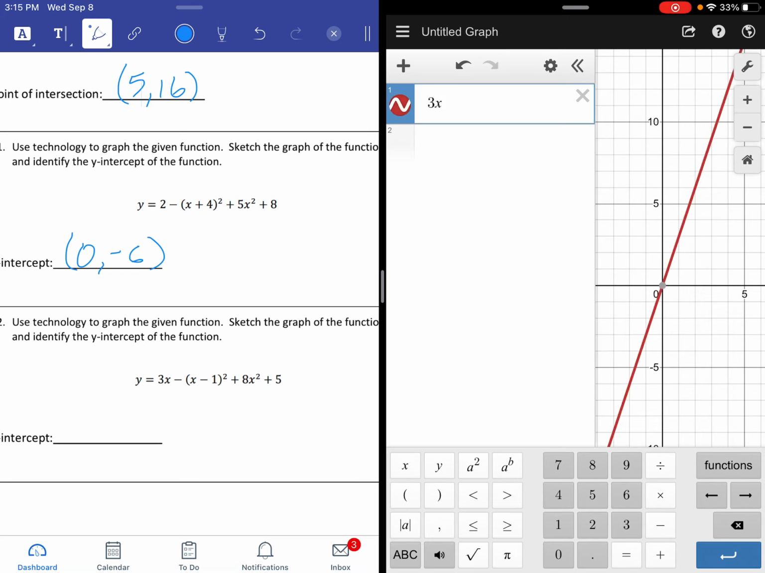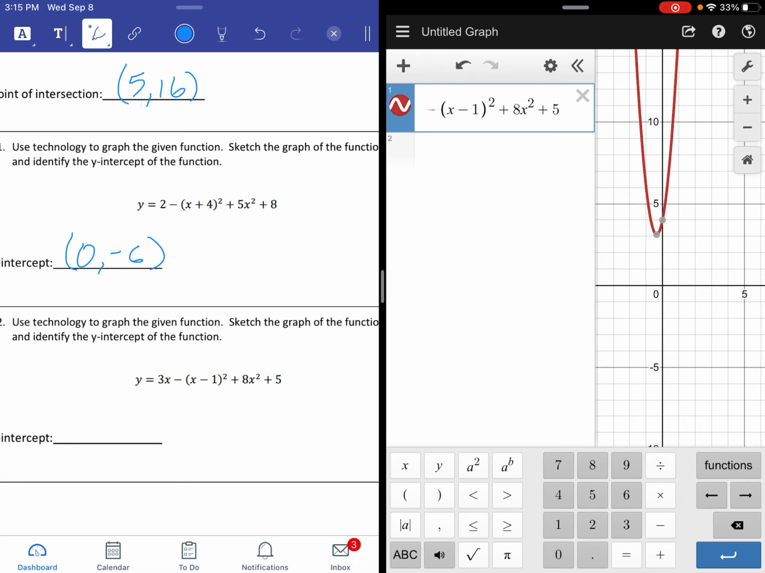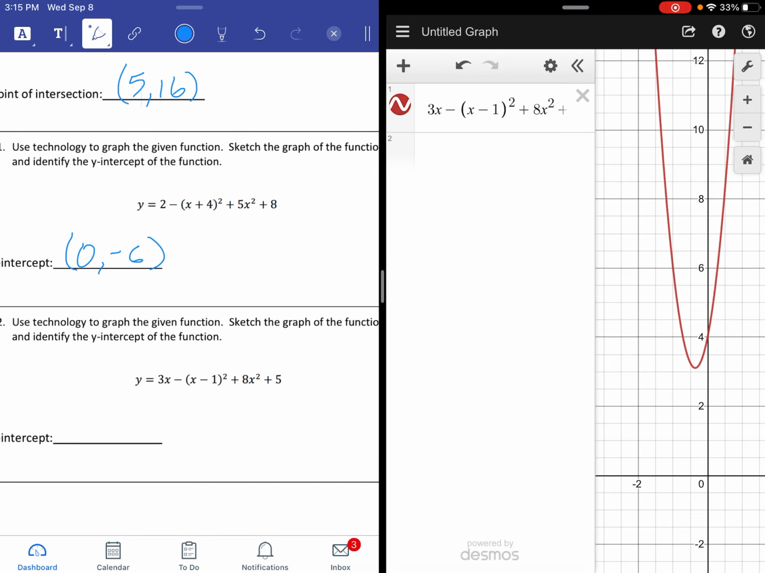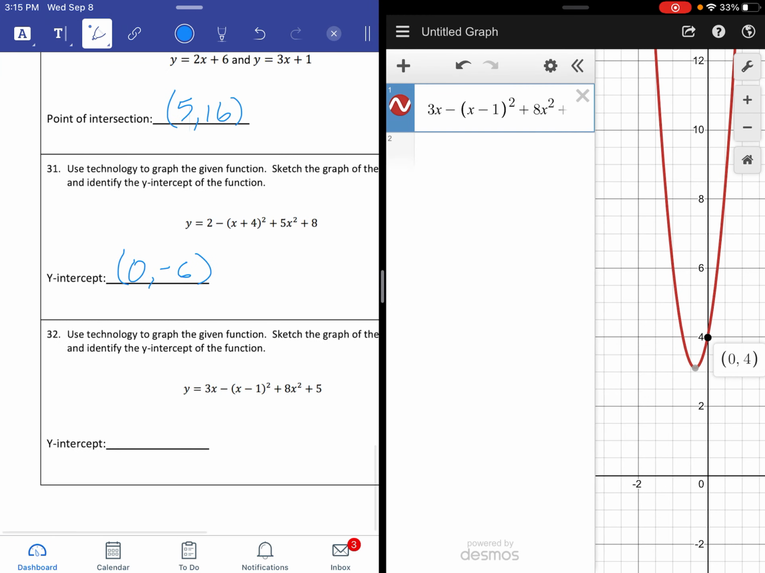One more. We have 3x minus, x minus 1, parentheses, squared, plus 8x squared plus 5. So we have it just the way we've written it down on the piece of paper, or on the review sheet. Okay, we're going to zoom in a little bit so we can graph it. It looks like this. It does not go through the x-axis. It goes like this. Okay, finding out what point that is, 0, 4. That is the y-intercept.